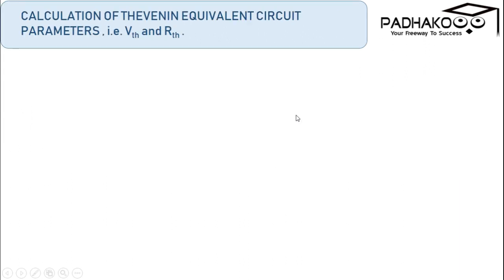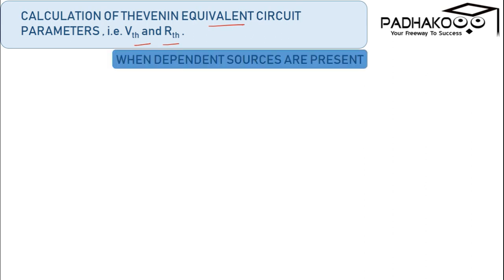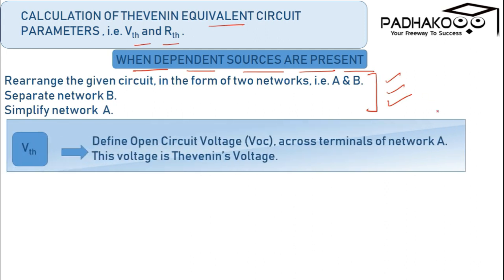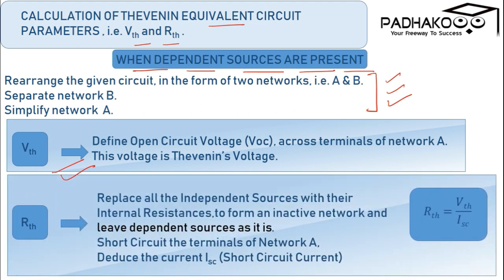Now the calculation of Thevenin equivalent circuit parameters, that is VTH and RTH, when dependent sources are present. Till now we have been studying sources which are independent in nature, but now we'll be studying dependent sources. The initial methods of rearranging the circuit, separating the network and simplifying the network are the same, and even the calculation of voltage is the same by applying KVL, but the difference is in the calculation of RTH.